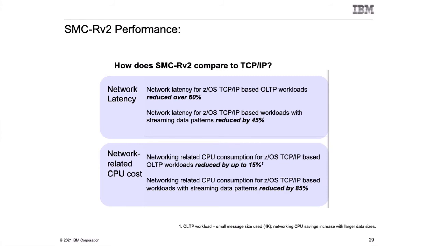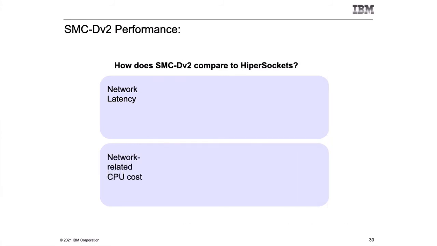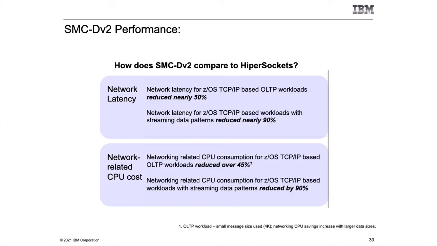A similar story can be told for SMC-D V2 versus hypersockets. For long-lived connections for OLTP traffic, network response times are reduced by nearly 50%, while networking CPU usage drops by over 45%. And for those streaming workloads, both network latency and network CPU consumption drop by 90%. So there are really no excuses not to use SMC-D V2 for these types of traffic patterns.